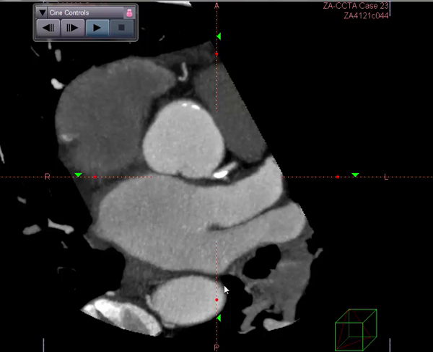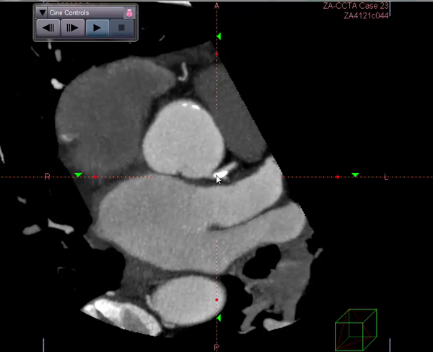This is CCTA case number 23. The history is that of a 55-year-old man with an abnormal stress test suggesting anterior lateral myocardial ischemia. Let's begin by looking at the left main. There are three phases for review here. These can be changed by moving the next or the previous button on the cine control.